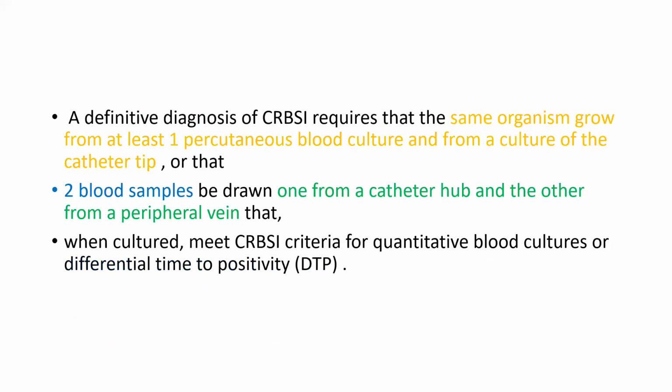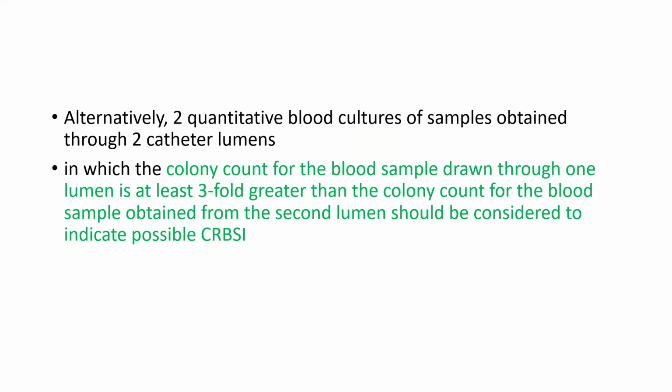So the definitive diagnosis of CRBSI requires the same organism to grow from at least one percutaneous blood culture and from culture of the catheter tip. So two blood samples should be drawn, one from the catheter hub and one from the peripheral vein, that when cultured meet the CRBSI criteria for quantitative blood culture or differential time to positivity.